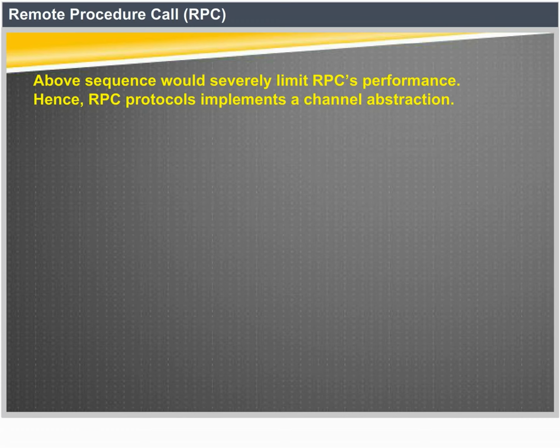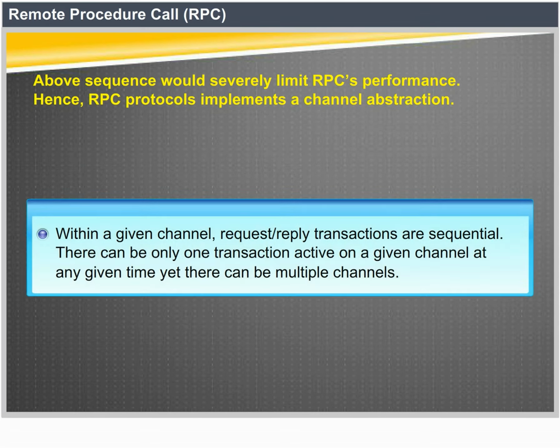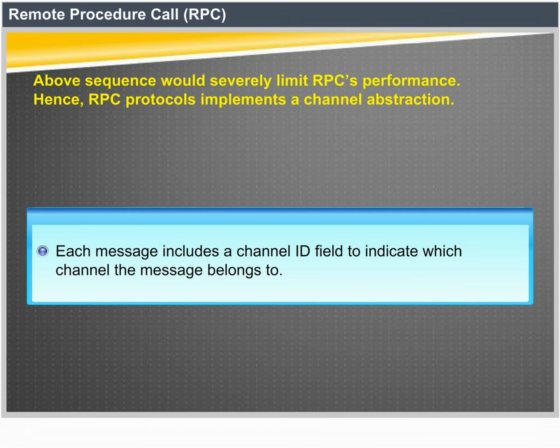Hence, RPC protocols implement a channel abstraction. Within a given channel, request-reply transactions are sequential. There can only be one transaction active on a given channel at any given time, but there can be multiple channels. Each message includes a channel ID field to indicate which channel the message belongs to.